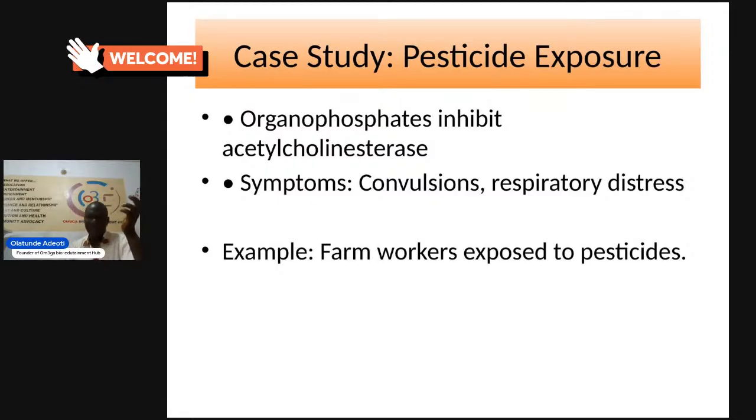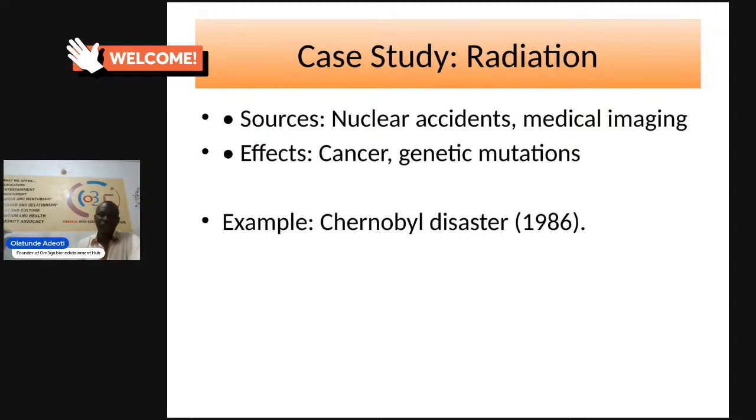An example is farm workers who are exposed to pesticide. If care is not taken, don't forget that the more the dosage, the more the toxicological effect. Okay. Then another case study is the Chernobyl disaster of 1986. The sources of radiation from nuclear accidents and medical imaging, for example, all this X-ray, can actually lead to cancer and often lead to genetic mutation. And we have seen examples of that.